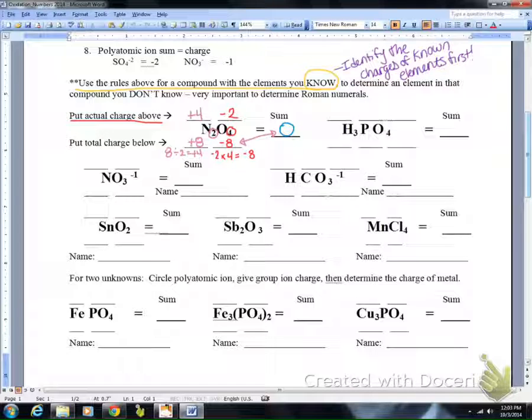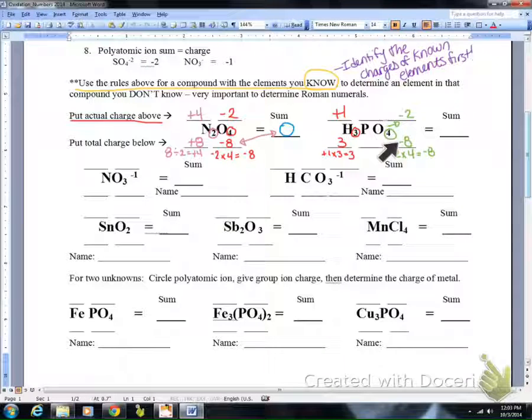hydrogen and oxygen. I'm going to start with the hydrogen, and I know the charge on hydrogen is always a +1. I know that there are 3 hydrogens because of that subscript right there. 1 times 3 equals a positive 3. And then I know that oxygen's charge is a -2. And most of the time in a lot of these examples you're always going to know oxygen's charge. And I know that I have 4 oxygens, so I'm going to take a -2 times 4 equals a -8.